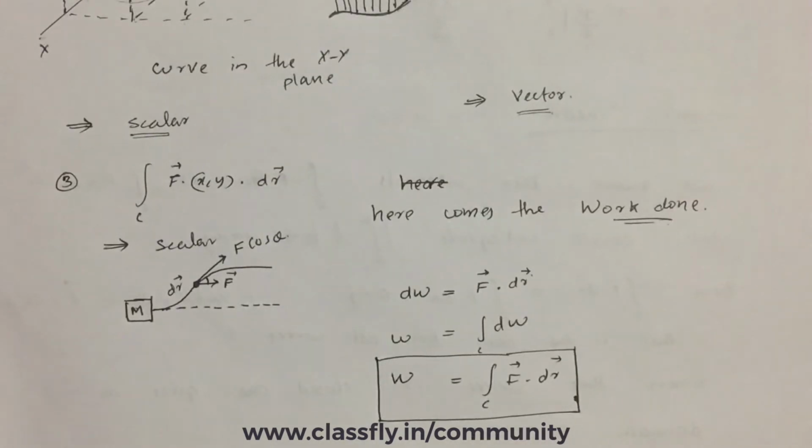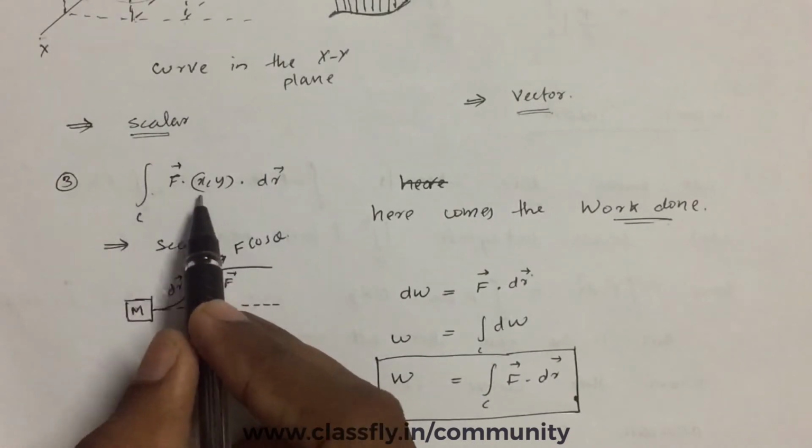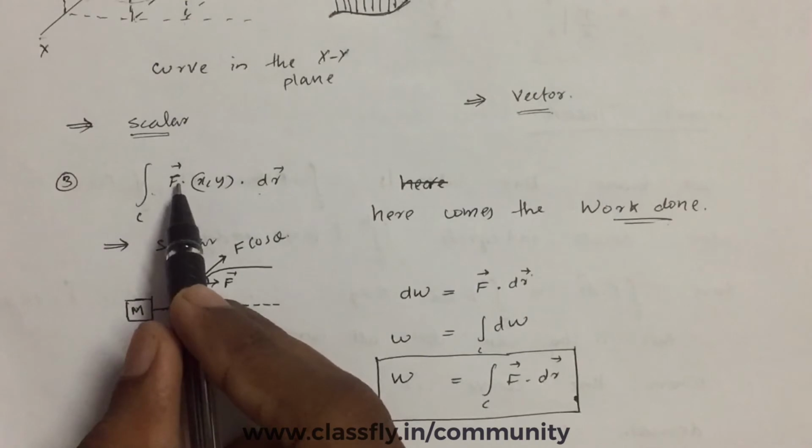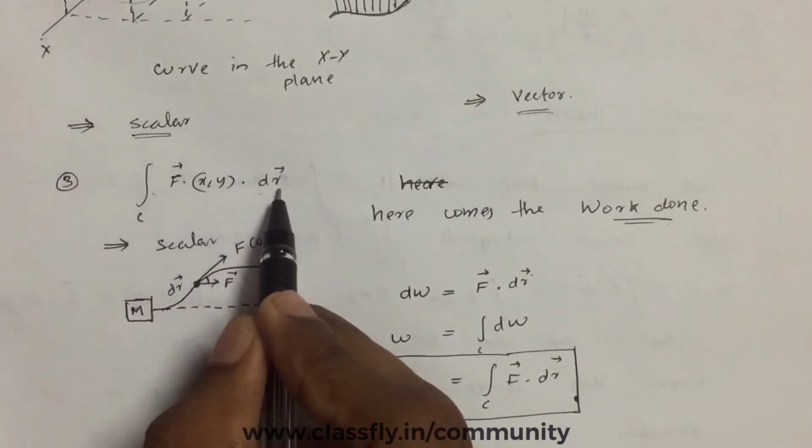In this case we get a scalar answer, and in this case we get a vector answer. And the third type of line integral is this one. Here both are vectors: the integral over C of F(x,y) dot dr.